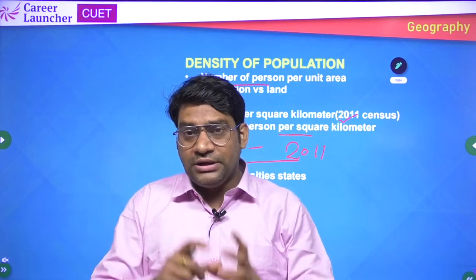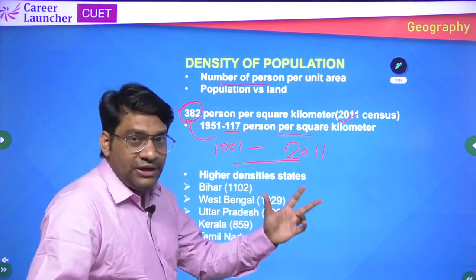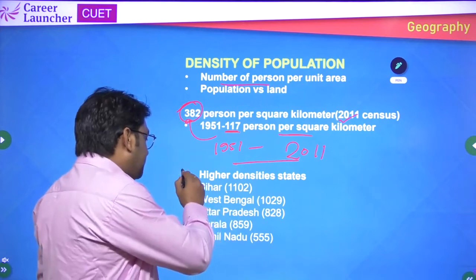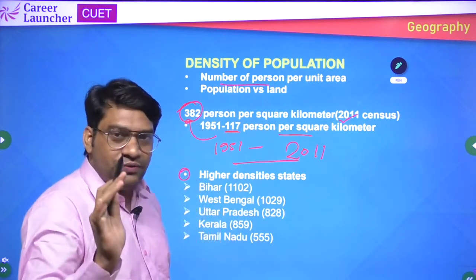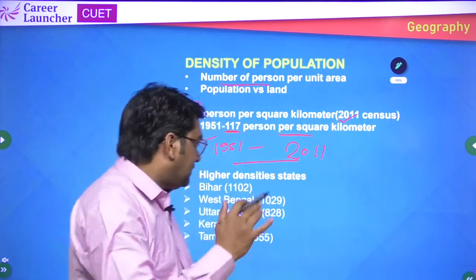They don't know how to control a population, and that was the reason behind the high population growth. Okay, and see from 1951 to 2011 how the density of population increased. So some of the important factual things you will remember about higher density states, and this is the sequence.